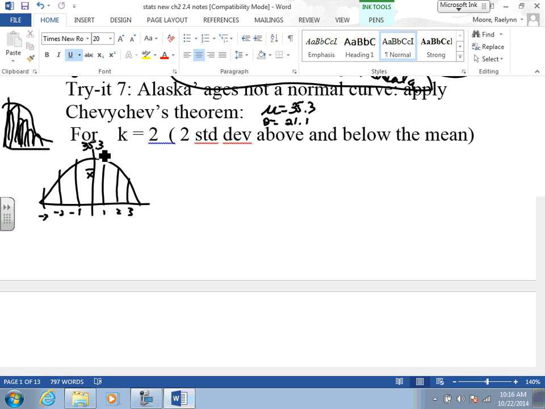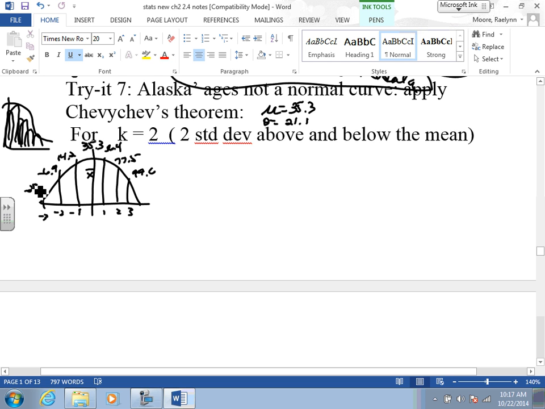So, 56.4. We're going to add another one, 21.1. 77.5, and I'm going to add them all. 99.6. Now we're going to go backwards. 14.2. Let's take another 21.1 off there. Negative 6.9. Let's take another 21.1 off there. Negative 28.